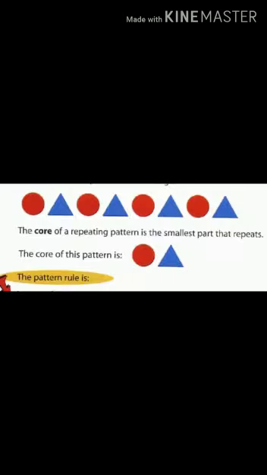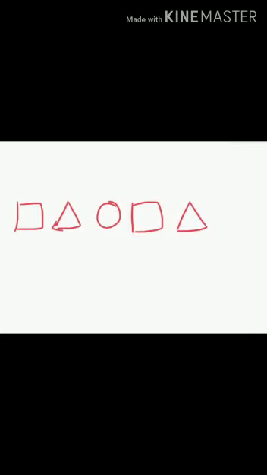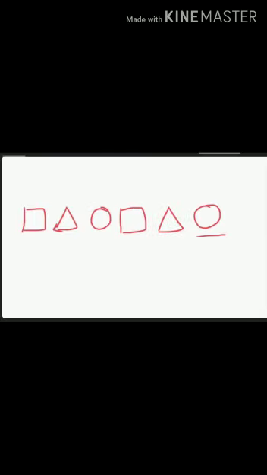Sometimes we have to complete the series according to the repetition of the symbols. Like here is one example. First is square, then triangle, then circle, then again square, then triangle and then the next figure which we will draw, that is circle. Here we will use the rule of repetition.